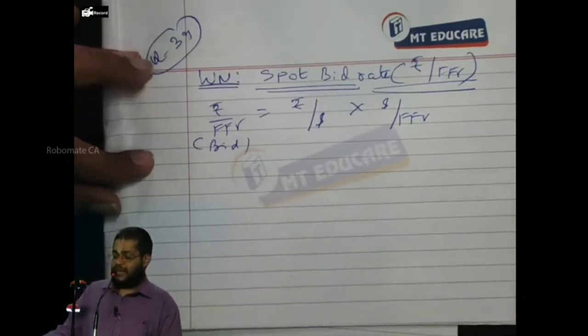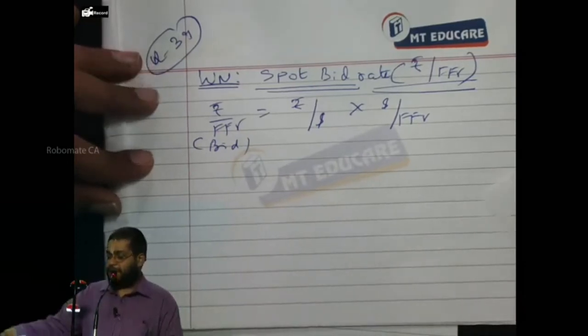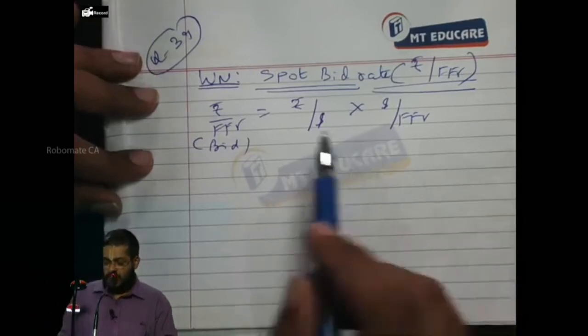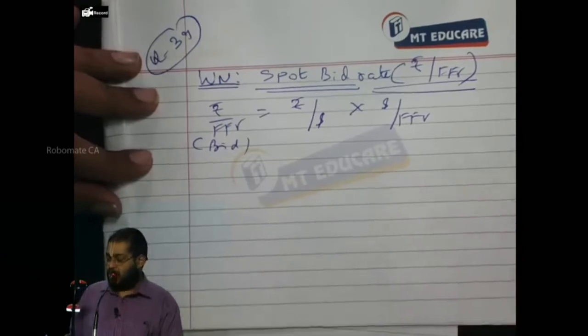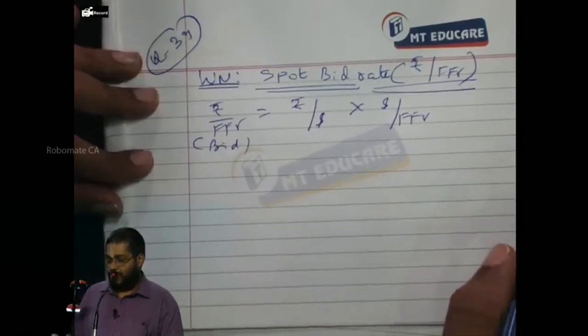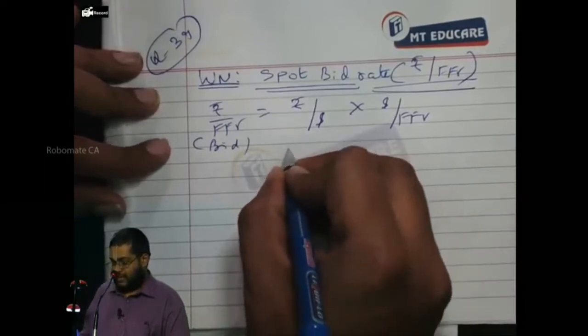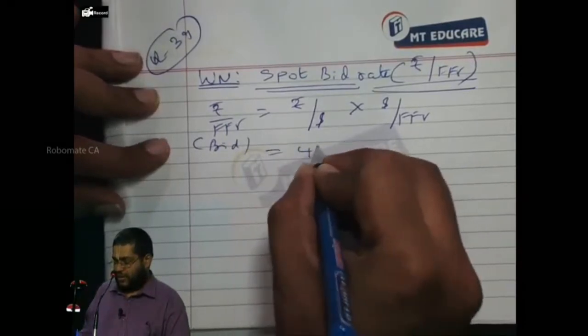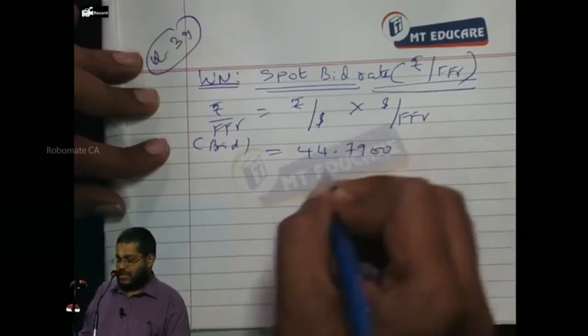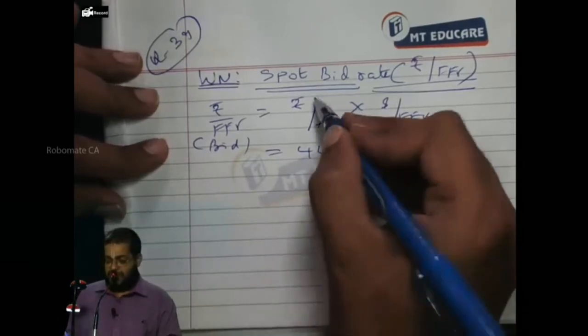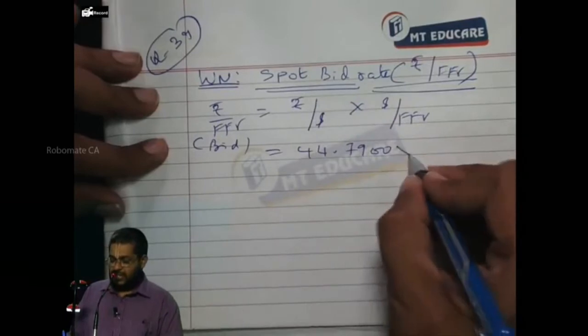Look at the next page and tell me, spot $1 is equal to how much rupees? I want you to answer. Look at the page and tell me spot $1 is equal to how much rupees? 44.7900. Right, along with me, is equal to 44.7900. What is that rate here? It is a spot bid rate for dollar to rupees.